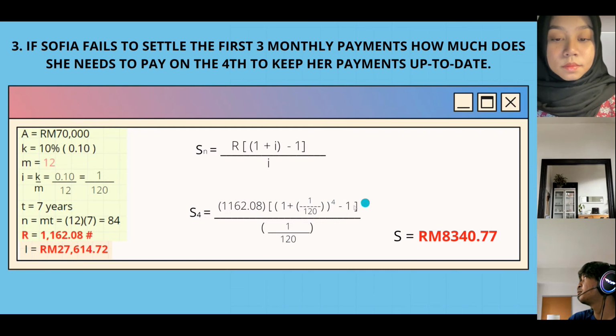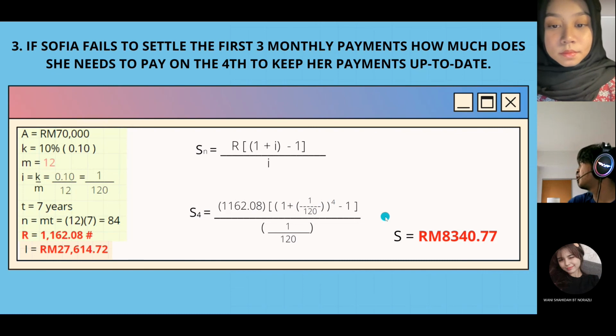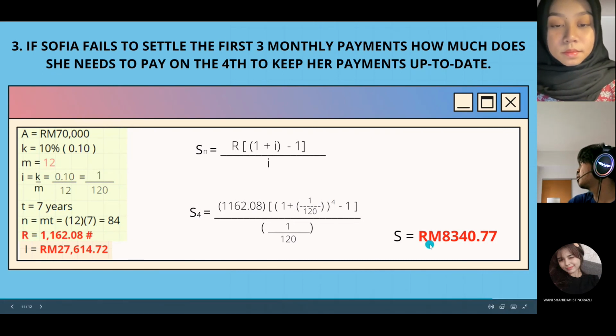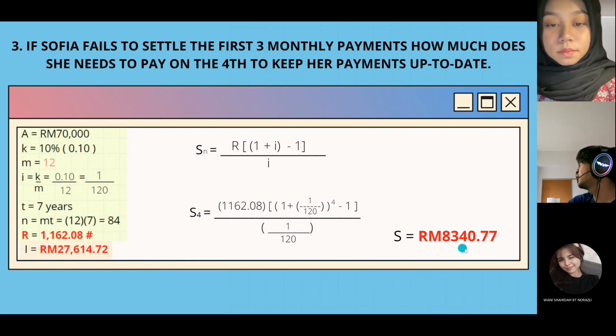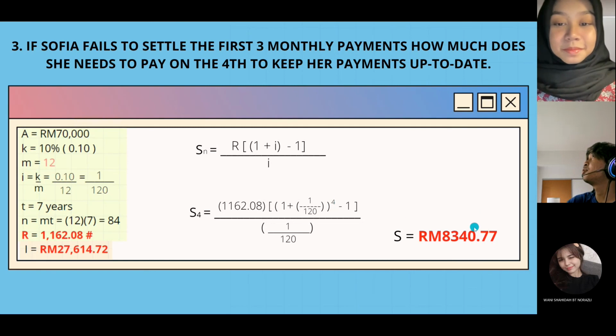For all this formula, we need to use a calculator to get the answer. And so the answer for S is RM 8,340.77 cents. This is the total that Sophia needs to pay for the first 3 monthly payments.